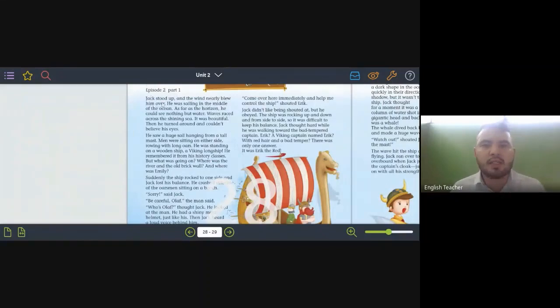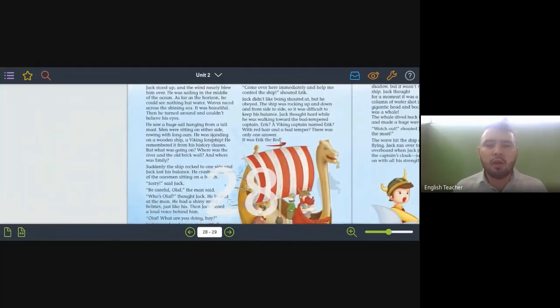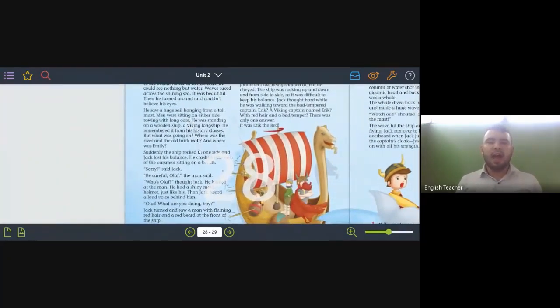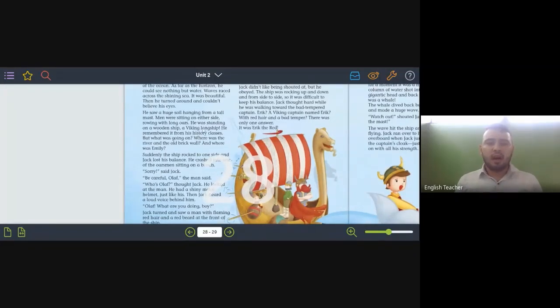Jack stood up and the wind nearly blew him over. He was sailing in the middle of the ocean. As far as the horizon, he could see nothing but water. Waves raced across the shining sea. It was beautiful. Then he turned around and couldn't believe his eyes. He saw a huge sail hanging from a tall mast. Men were sitting on either side, rowing with long oars. He was standing on a wooden ship, a Viking longship.